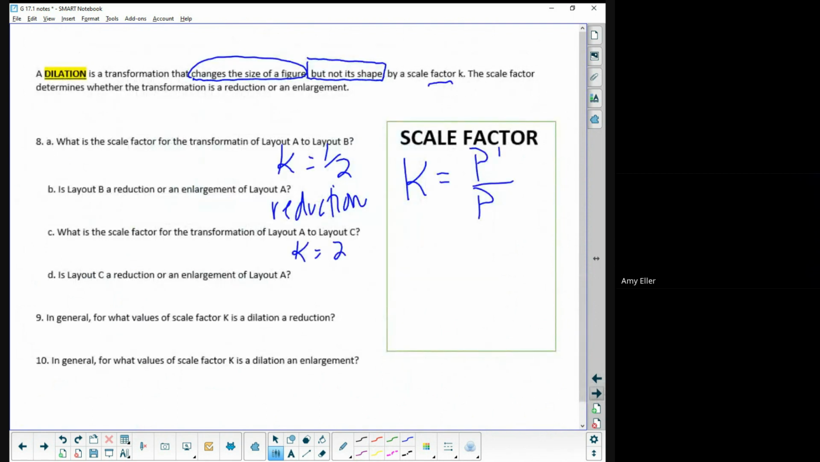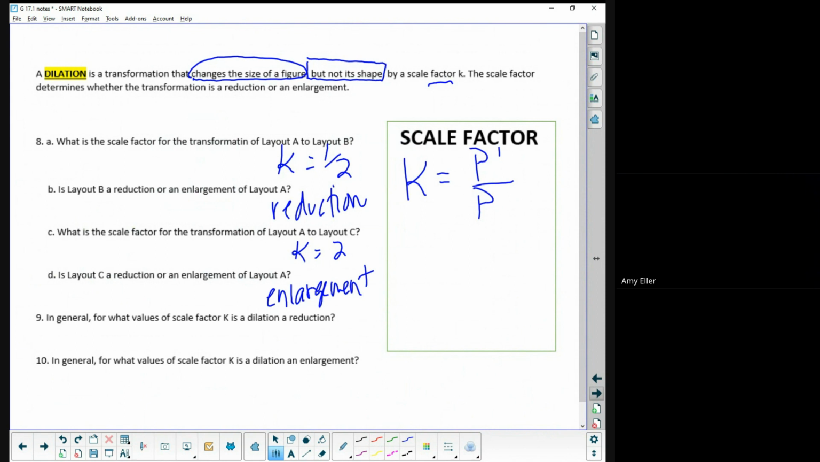Is layout C a reduction or an enlargement? That was enlargement. Now two sort of conclusion questions. In general, for what values of scale factor k is the dilation going to be a reduction? And then the same type of question again. In general, for what values of scale factor k is the dilation an enlargement?